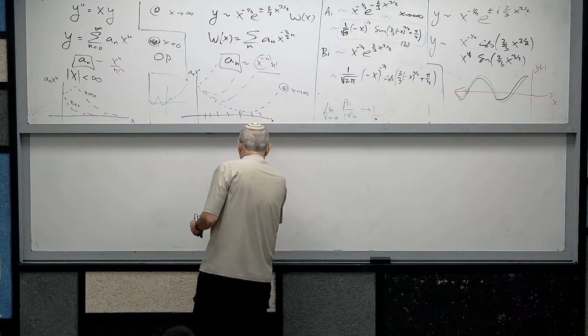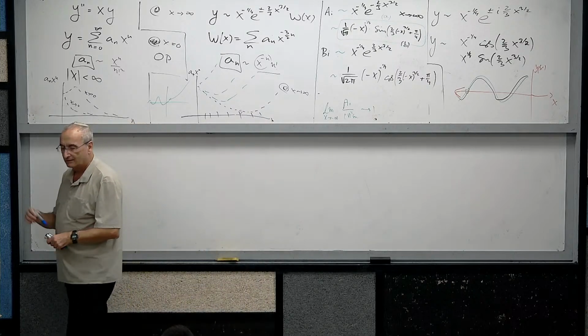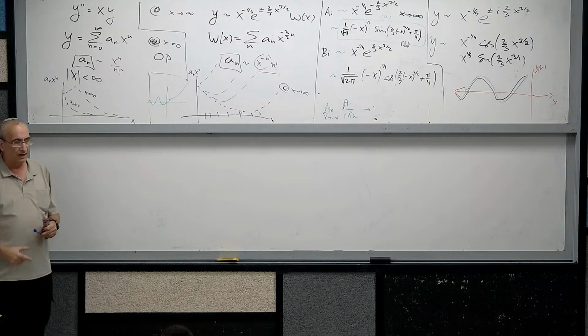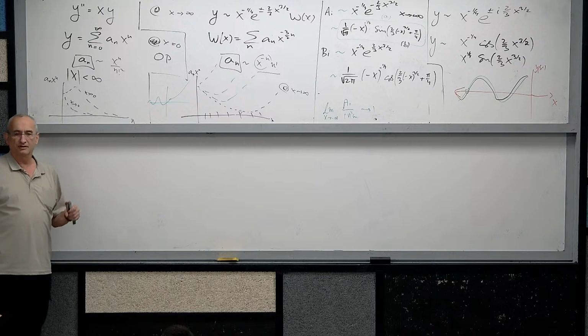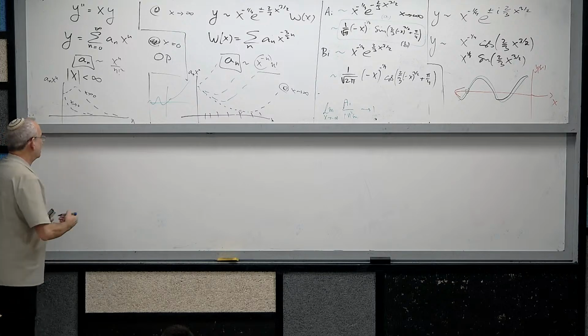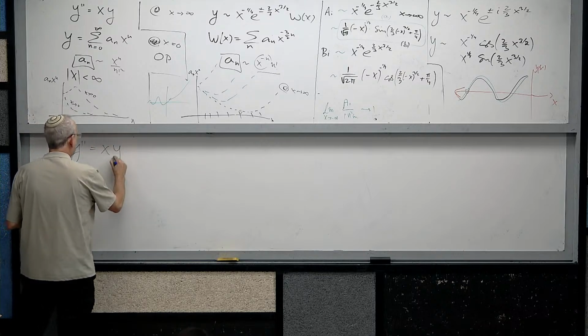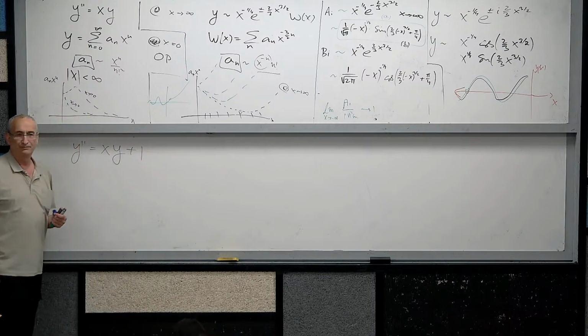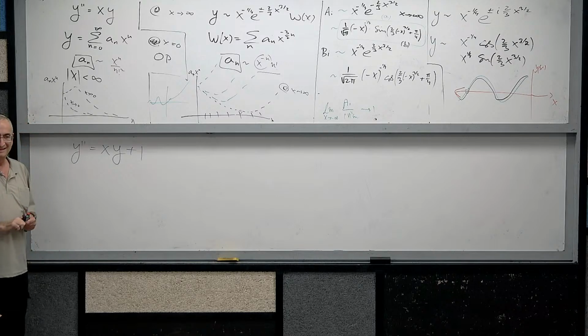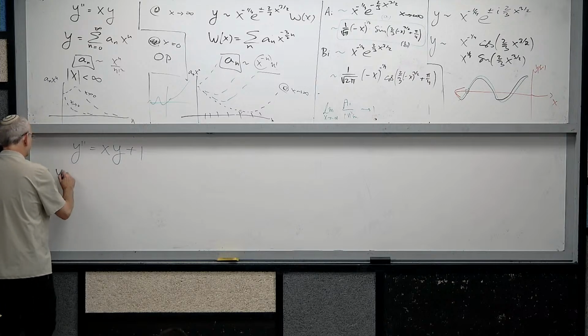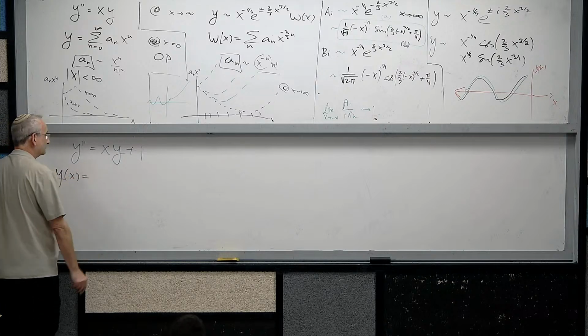Finally, let's speak about inhomogeneous equations. Right? So let's speak about y double prime equals xy plus 1. Okay. This is an inhomogeneous linear equation. Right? What can you tell me about the general properties of the solution y of x?